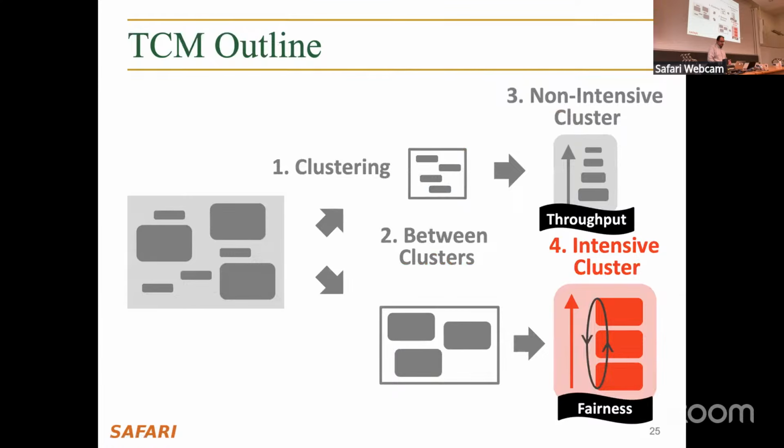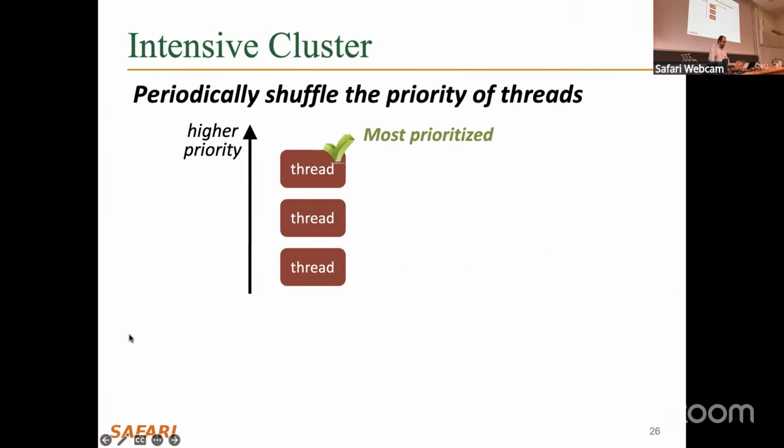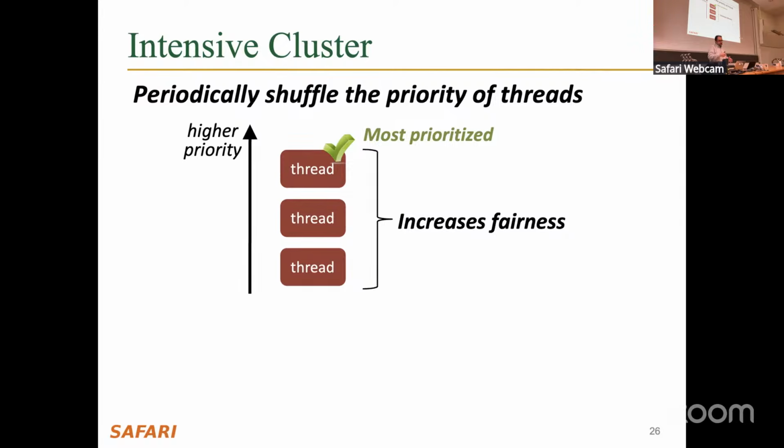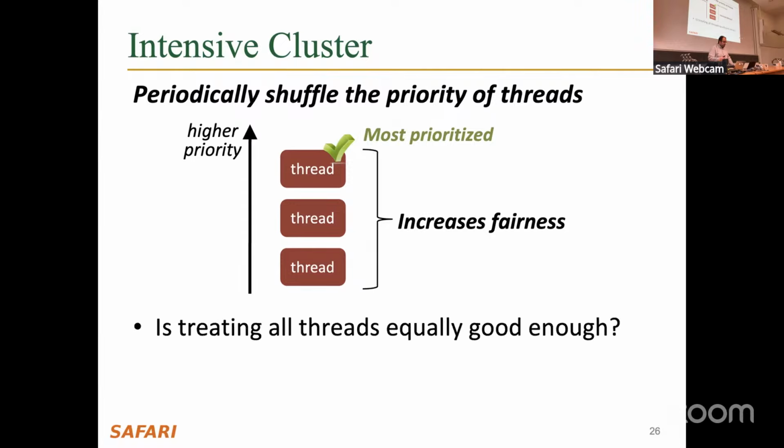But in the intensive cluster, we need to shuffle the priority. We periodically shuffle the priority of threads. There is a thread here that we are now providing the highest priority, but in the next epoch, in that interval, we can shuffle the prioritization to make it more fair. So if you implement this technique by itself, that improves fairness for sure, because you are shuffling and you are not starving. But the question is, can we do better? Is treating all threads equally good enough?